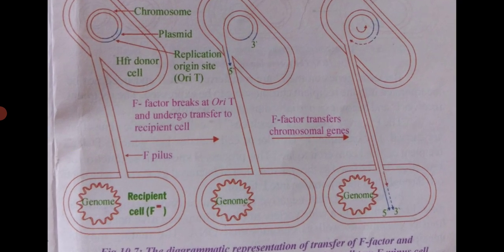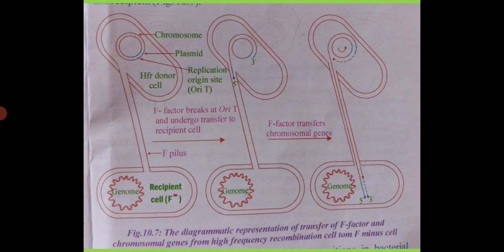The cross between HFR cell and F negative cell. In this cross, the F factor directs the synthesis of an F pili, carries out a rolling circle mechanism, and transfers the chromosomal genes to an F negative cell or a recipient cell, that is, in this experiment, to the strain B. Actually, the experiment was carried out by the scientists Lederberg and Tatum.